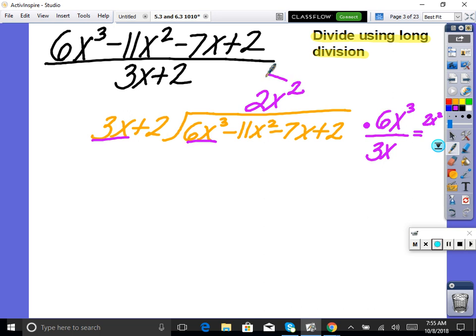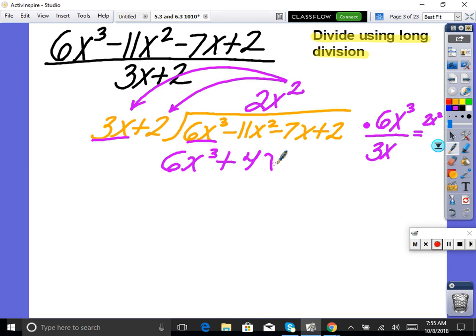Then my next step is to distribute. We're going around in a circle here. 2x squared times positive 3x is positive 6x cubed. Don't try to do two steps in one. You'll mess up. People will change the sign as they go, but don't do it. Just go with it and then change the signs. 2x squared times positive 2. Wouldn't that be positive 4x squared, everyone?